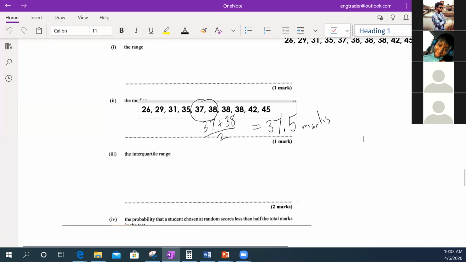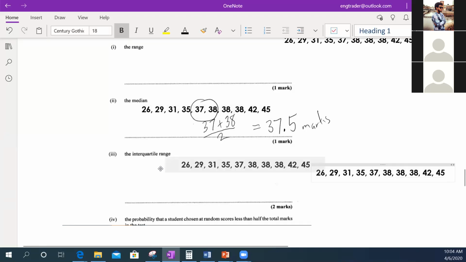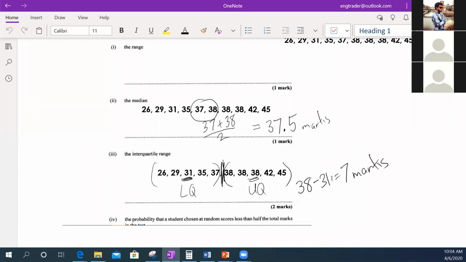Interquartile range now. What do we do for that? Same process. We find the difference between 38 and 31. This here is the lower quartile, and this here is the upper quartile. So we got 38 minus 31, which is equal to 7 marks. Simple, right? Anybody didn't get that? Are we good?